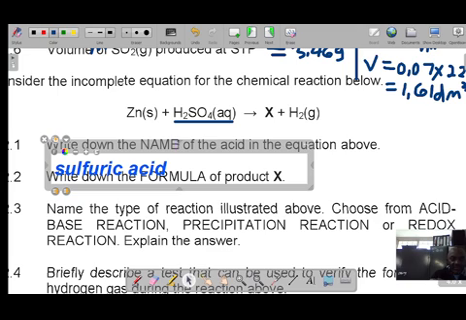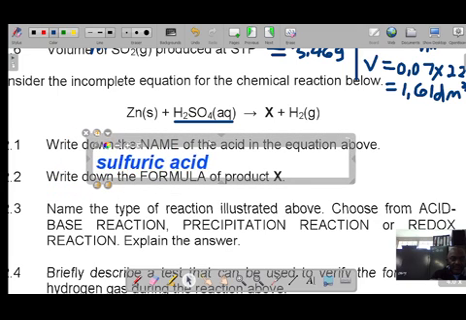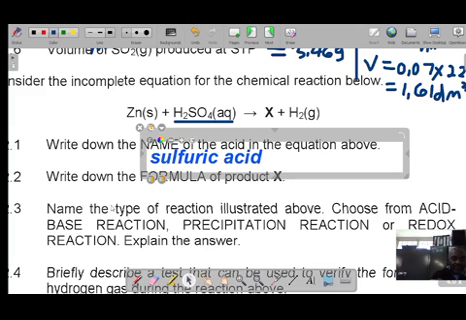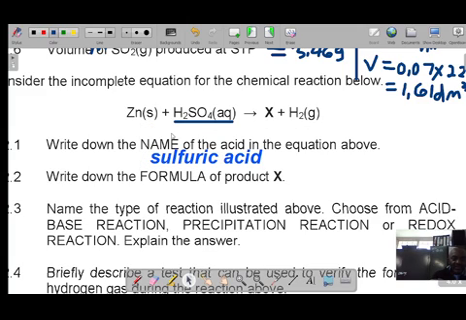Okay, next they said write down the formula of product X. Now, zinc is going to displace the hydrogen ions, and then form zinc sulfate as a salt. So it's going to be zinc sulfate. I want the formula of zinc sulfate, that is ZnSO4. So this is the zinc sulfate, which is formed for X.